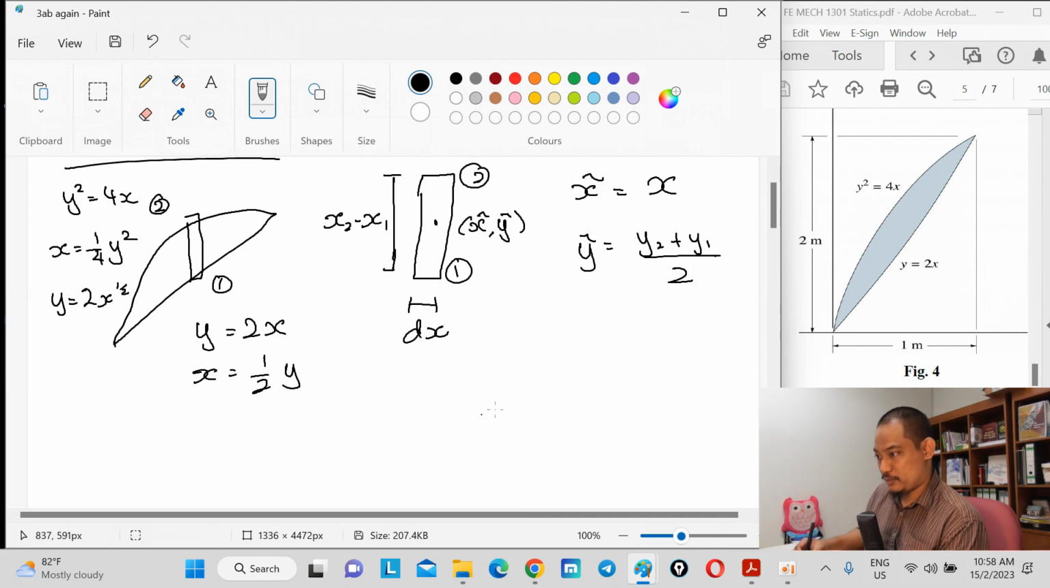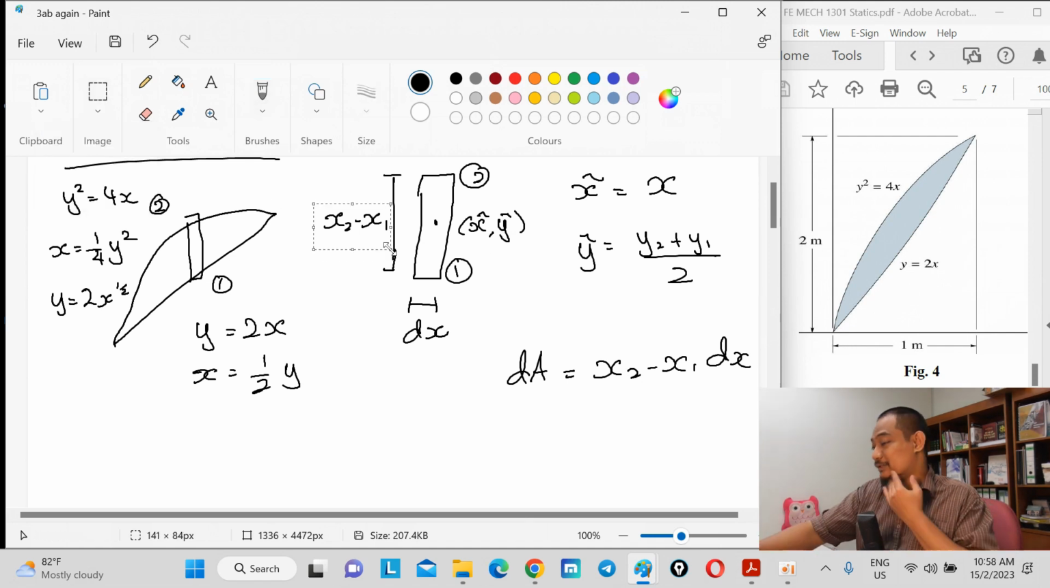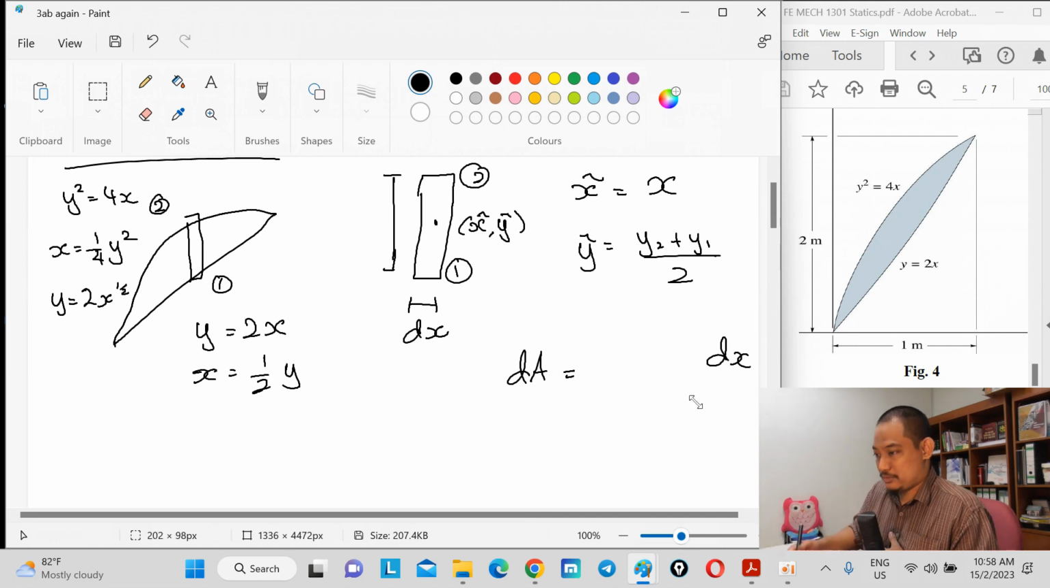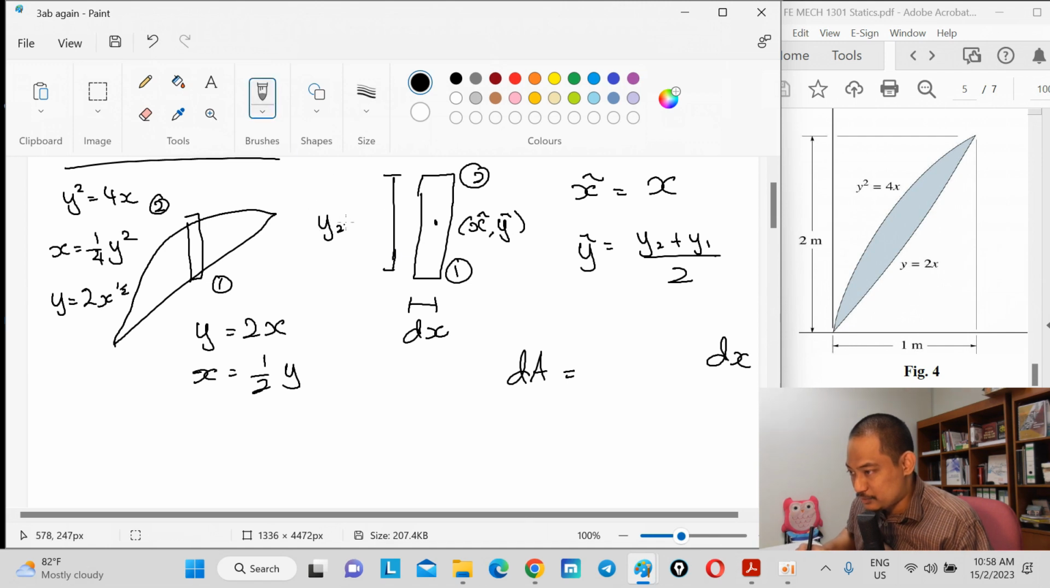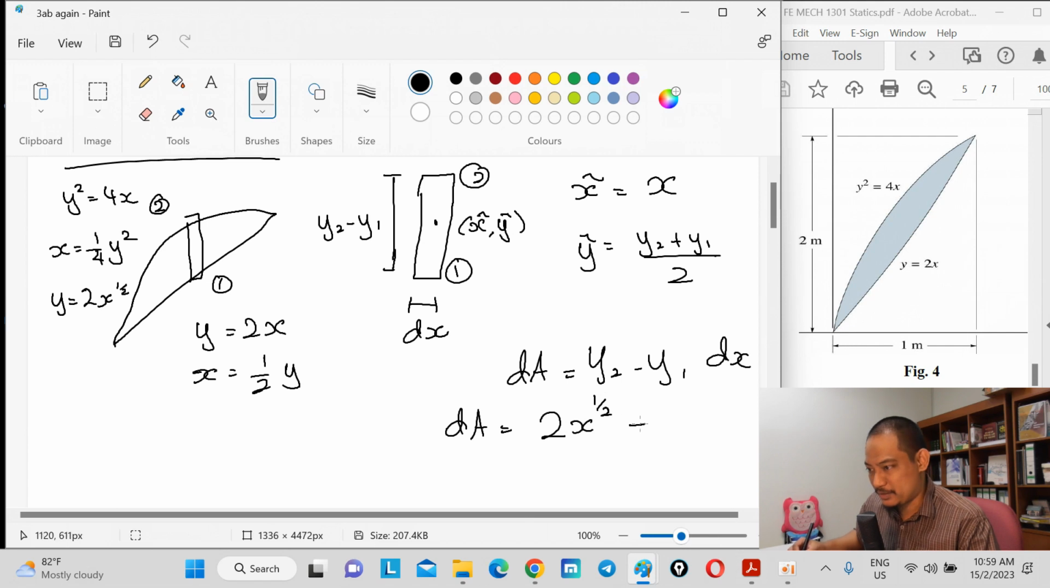While dA is x2 minus x1 dx. Wait, it's not x2, astaghfirullahalazim. It's y, right? y2 minus y1. What am I doing? So similarly here, y2 minus y1. I'm so sleepy, ya Allah. Okay, forgive me for all this. I hope this is still watchable, because my state currently might be very distracting. Anyway, so dA is y2 is here, so 2x to the power of half, minus y1 is here, so 2x, right? dx. So that would be the case.